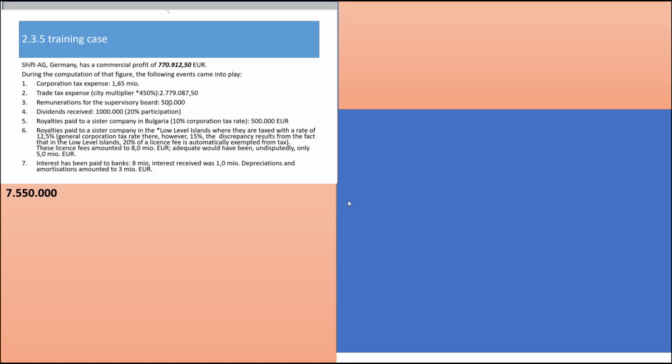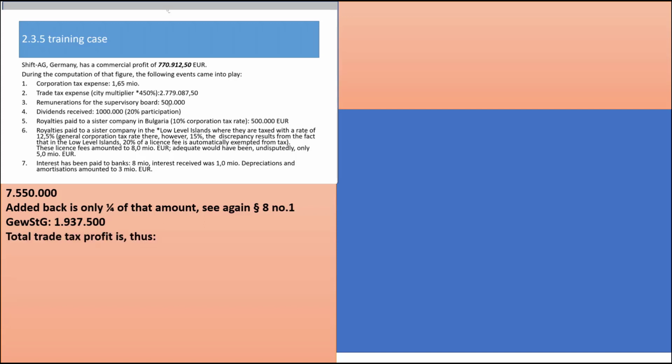7,550,000. Now, paragraph 8 number 1 says the add backs are only added back with one quarter of the final total. So that now goes down to 1,937,500. The total trade tax profit is accordingly 11 million plus the add back amount, and ends up with 12,907,500.